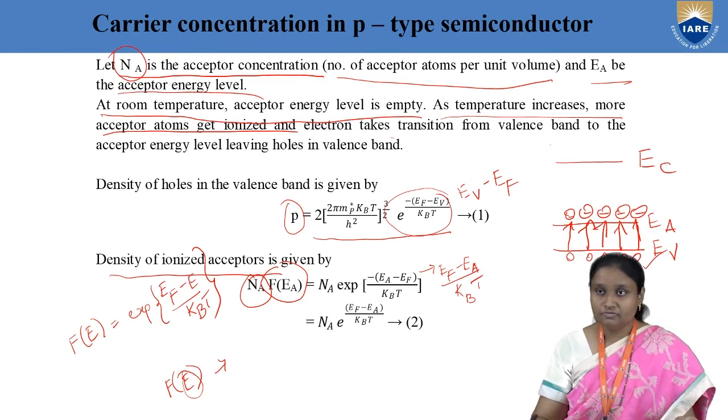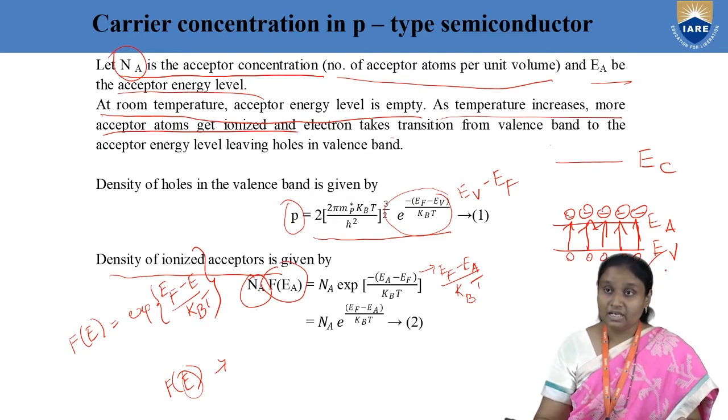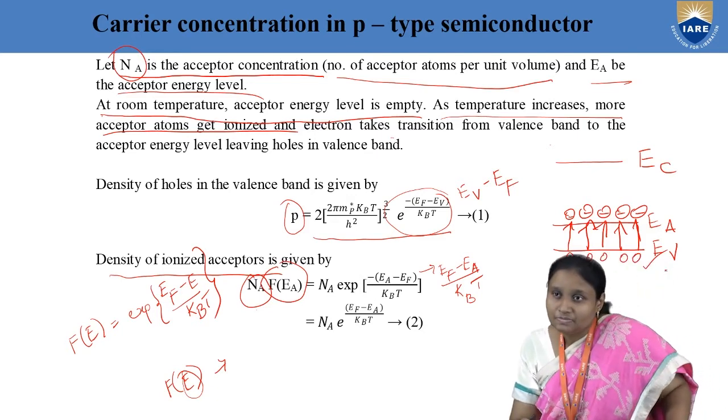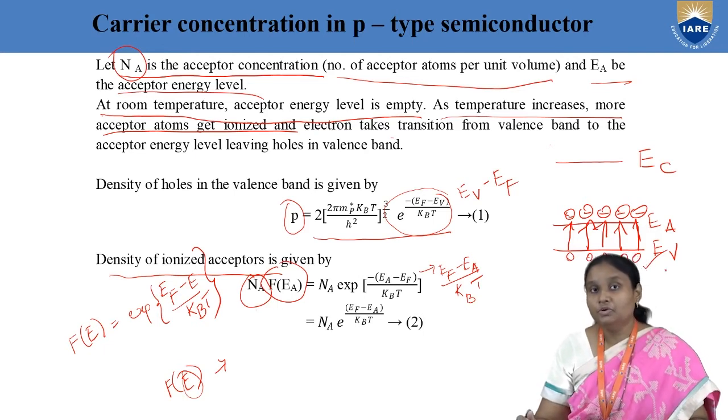So we got the expression for the density of holes in the valence band, and we got the expression for the density of ionized acceptors. Now what you will observe here is that in this case we have not gone to high temperature. What happens if we go to high temperature?